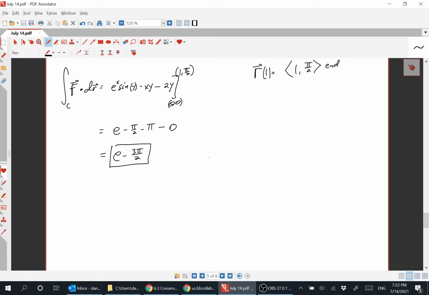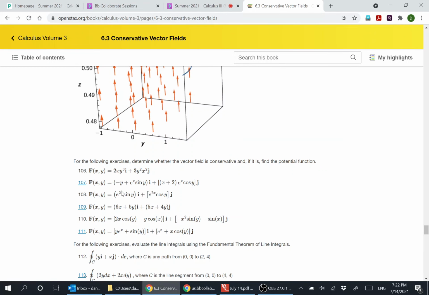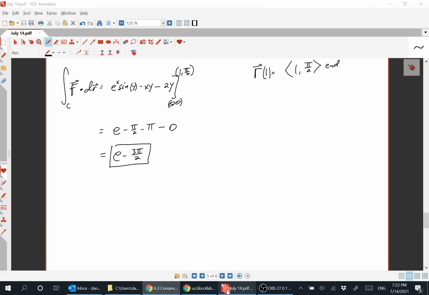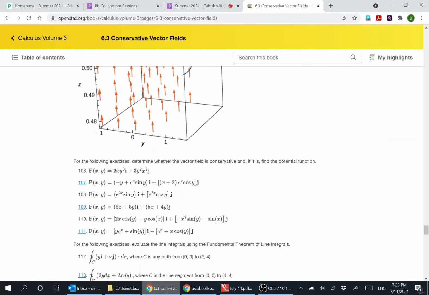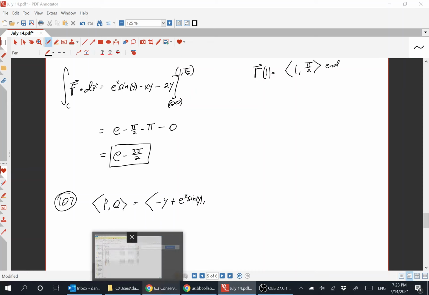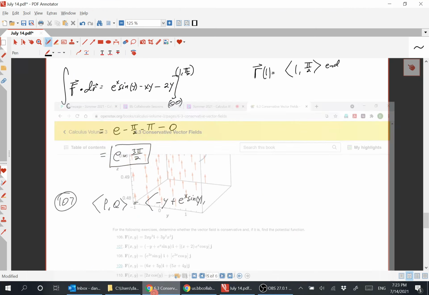So that's 105. 107. So 107, determine whether it's conservative or not and find the potential function. The potential function is the antiderivative, gradient antiderivative, whatever you want to call it. So 107, we got minus y e to the x sine y plus e to the x, and then x plus 2 e to the x cosine y.